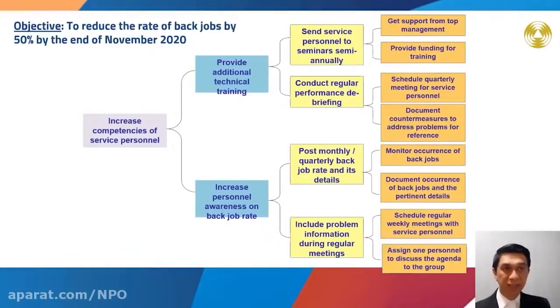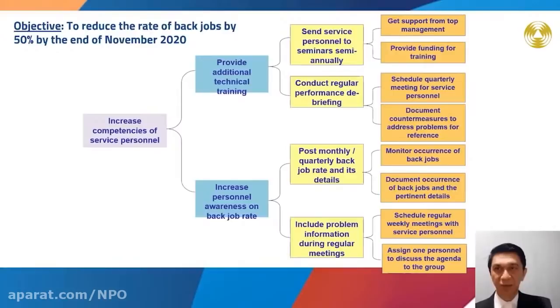And then drill it down further. For you to be able to send personnel into semi-annual workshops, you get the support from top management, get the funds from them. For you to conduct regular performance debriefing, schedule quarterly meetings for service personnel, document countermeasures, and so forth and so on. So that is an example of a tree diagram that you can use in your root cause analysis process.